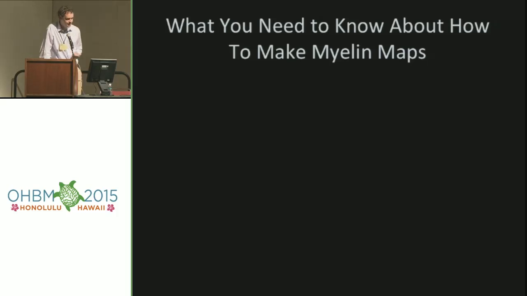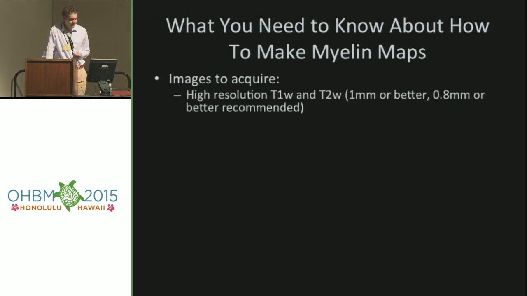So take-homes from myelin maps, how to make them. What brain images should you acquire? Well, you want to get a high-resolution T1 and T2, and high resolution means 1 millimeter isotropic or better. But really, we found that we get much higher quality individual subject maps if we're at 0.8 millimeters or better. In the HCP, we did 0.7. That requires a 32-channel MRI coil, though.